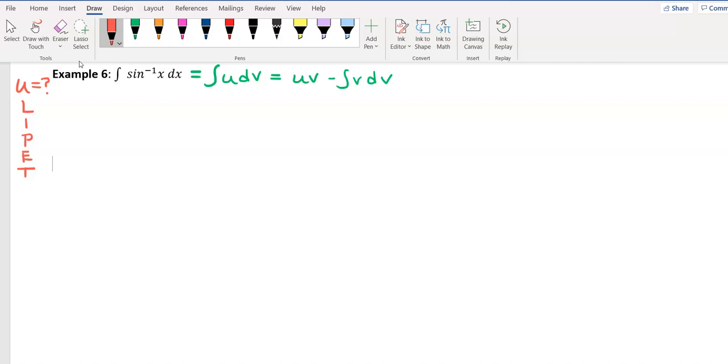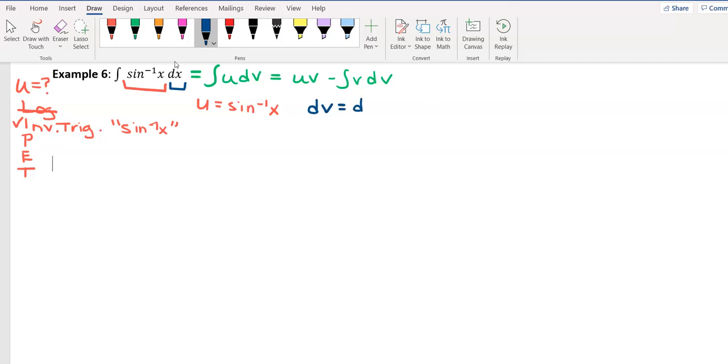So you need to ask yourself your questions here. Do we have any logs? No. Do we have any inverse trig? And this is the first time you've seen this type of example, and the answer on this one, of course, is yes. This one has the inverse sine. So I would suggest setting that as your u. So my u is going to be equal to the inverse sine function. And if this is my u, then my dv, excuse me, is just going to be the simple dx.